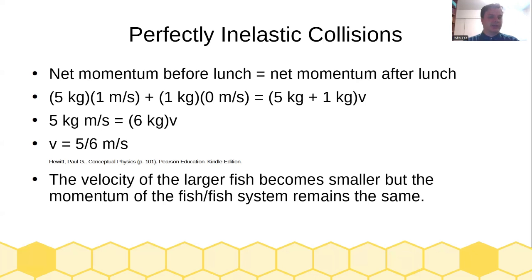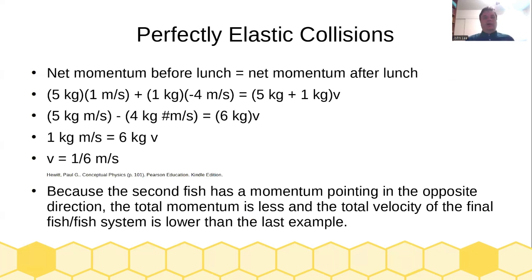But 5 kilogram meters per second is equal to 6 kilograms, the total mass, times velocity. In order to solve for velocity, you have to divide that 5 kilogram meters per second by 6 kilograms. Using algebra, you divide both sides by 6 kilograms in order to isolate the v, which gives us a velocity of 5.6 meters per second. So the velocity of the larger fish becomes smaller, but the momentum of the fish-fish system remains the same. What about if the smaller fish is moving at 4 meters per second in the opposite direction?